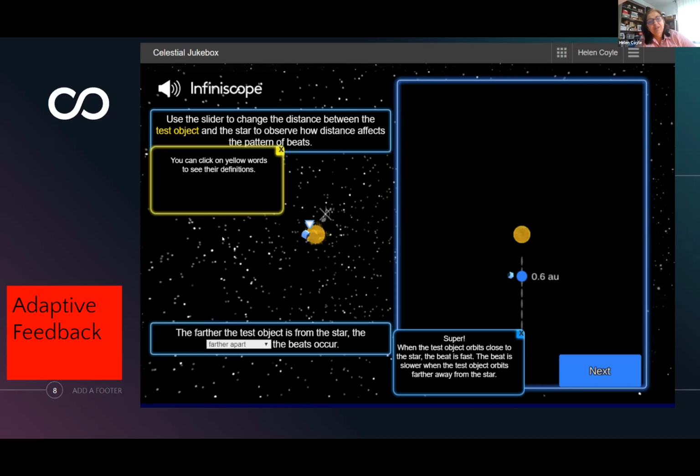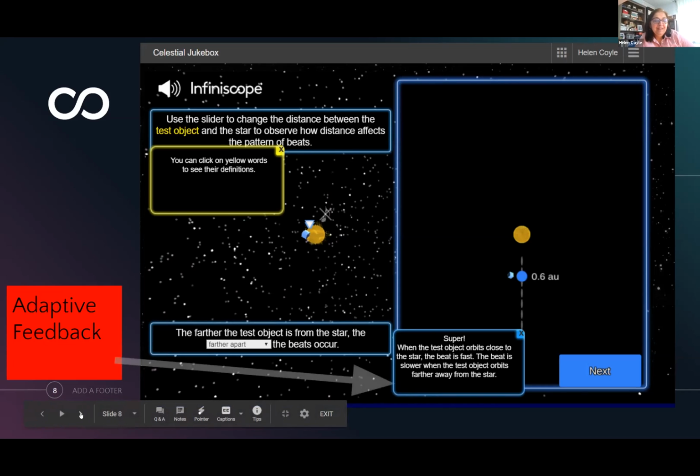If the student didn't know a definition, certain terms are highlighted in yellow and they could click and see what the definition is. And when you completed the task, you were asked a question, for example here, the furthest the test object is from the star, and then you have a multiple choice, the further apart the beats occur. If you didn't get it right, you get your adaptive feedback to lead you to come up with the correct answer on your own. If you did get it right, you get a little bit of positive feedback right here.